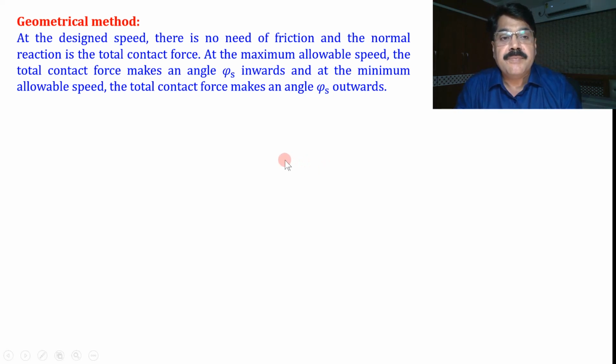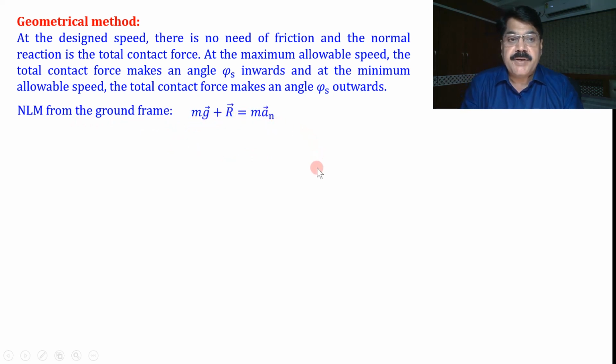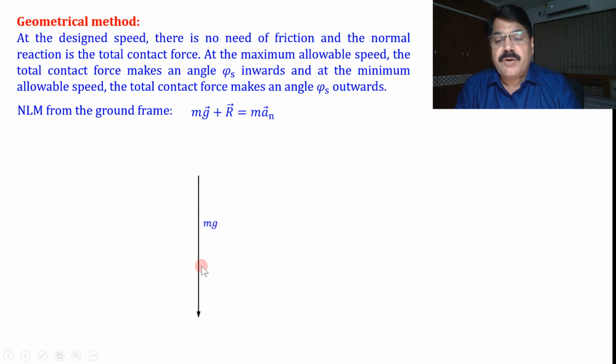But what will be the equation? Mg vector plus R vector is equal to m a vector. In the ground frame, mg vector plus R vector is equal to m a_n vector. So we represent it. First we do it for the design speed or specified speed where there is no friction. In this case, the normal reaction is the total contact force. So we draw the mg, and the total contact force will be N. This will be along theta, and m a_n must start from the tail of this vector and go there.